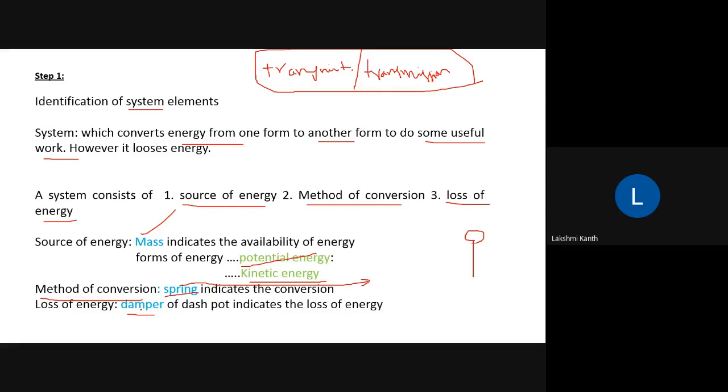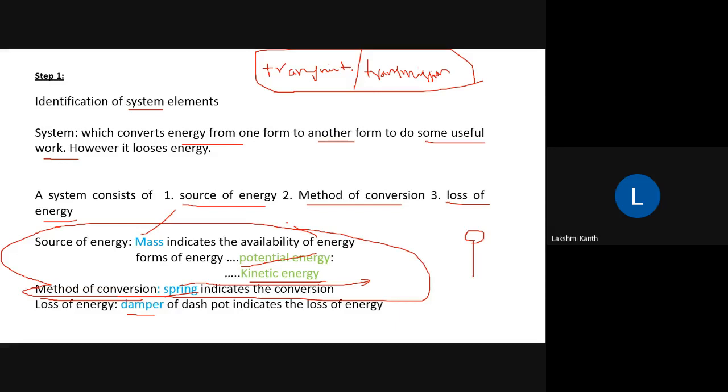And when there is a loss, it is called a damper, right? But in our syllabus, from the GATE point of view, they mention they are focusing only on undamped conditions. So for our problems, from the energy point of view, they mainly focus on these two only: the source of energy and the method of conversion. That's all. So there are problems having mass, and in the problems, again, there are springs.